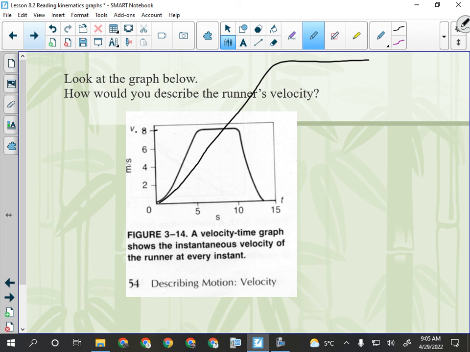So is that shape making sense? That's just us again being able to look at a graph and analyze and understand what that graph is telling us.